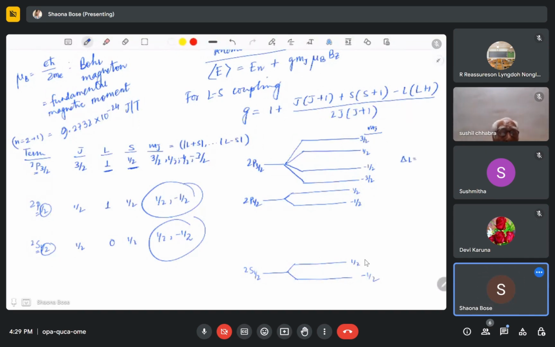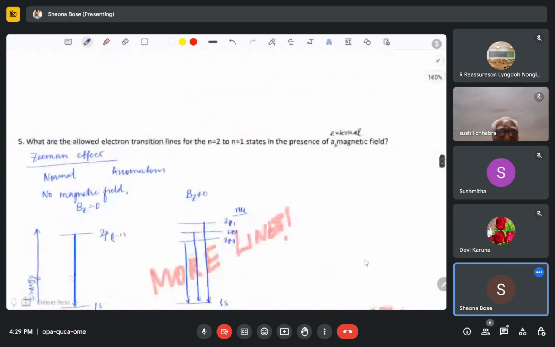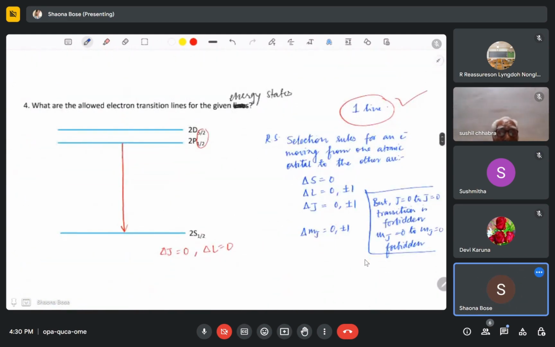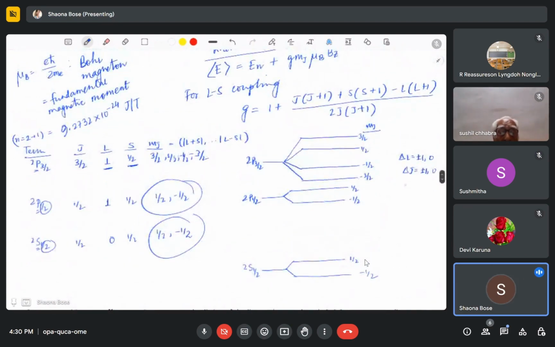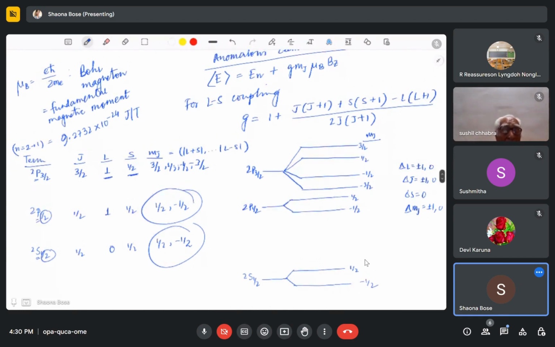So once again, you'll apply the selection rules and just quickly write them down. del L is 0 and del J is plus minus 1, 0. What were our terms? And S, del S is 0 and del Mj is plus minus 1 and 0. Okay, so quickly the transitions.